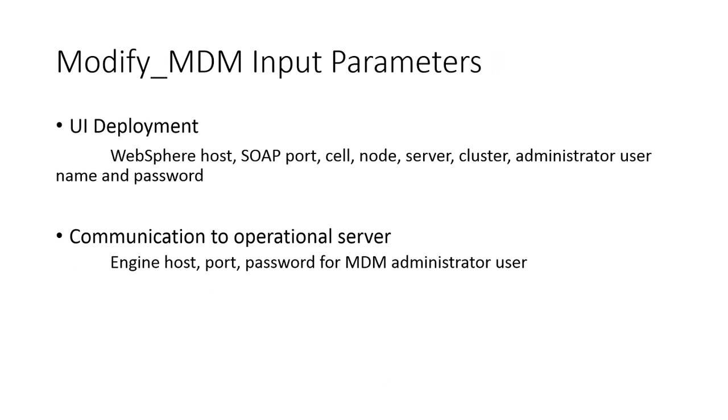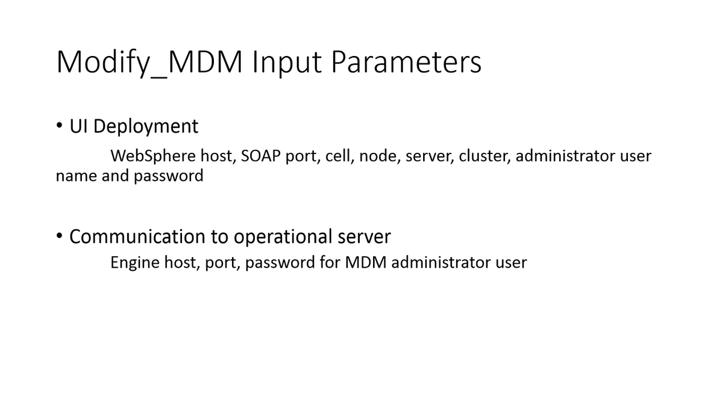Modify_MDM is a madconfig target in that it has to be executed using the madconfig commands. The madconfig command is available as a batch file in Windows and as a shell script in all other platforms. The Modify_MDM target requires certain input parameters from the end user.